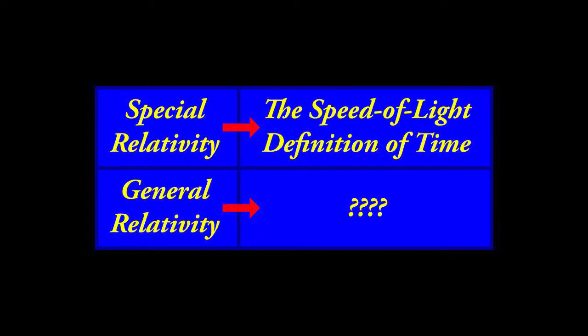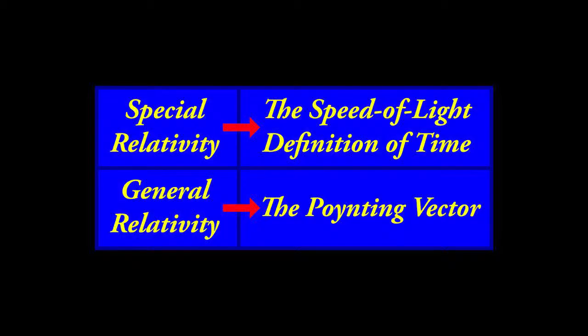Earlier, I mentioned the speed of light definition of time is an alternate to special relativity. And I mentioned something else is needed as an alternate to general relativity. The Poynting vector is it. Understanding time allows us to see how the Poynting vector can be used as an alternate to general relativity, thus creating a grand unification theory.